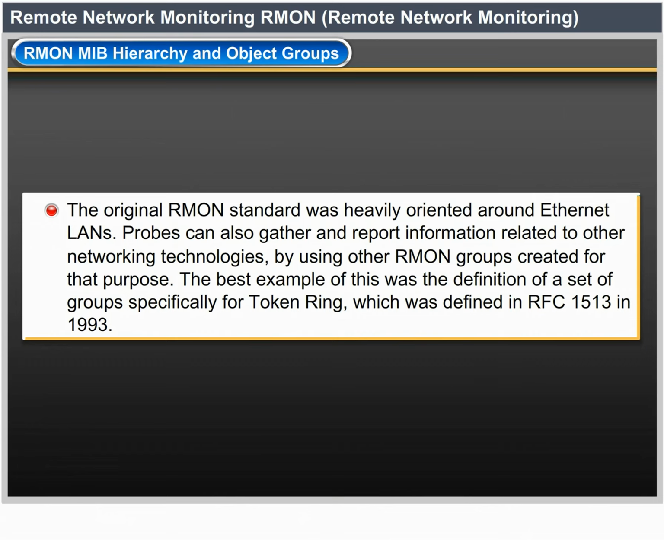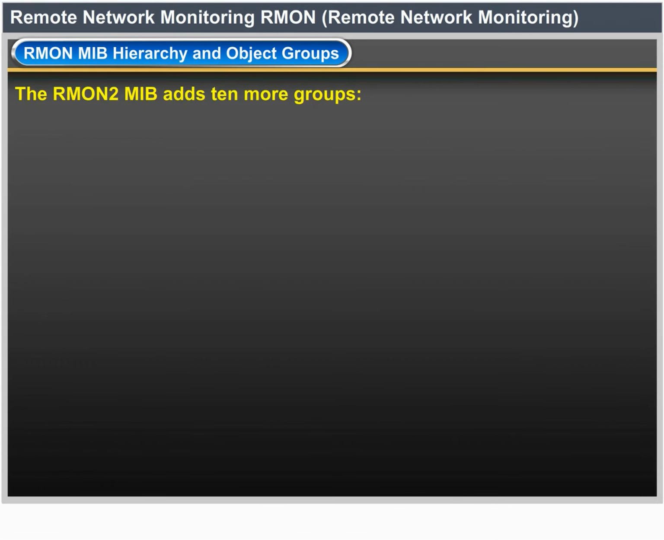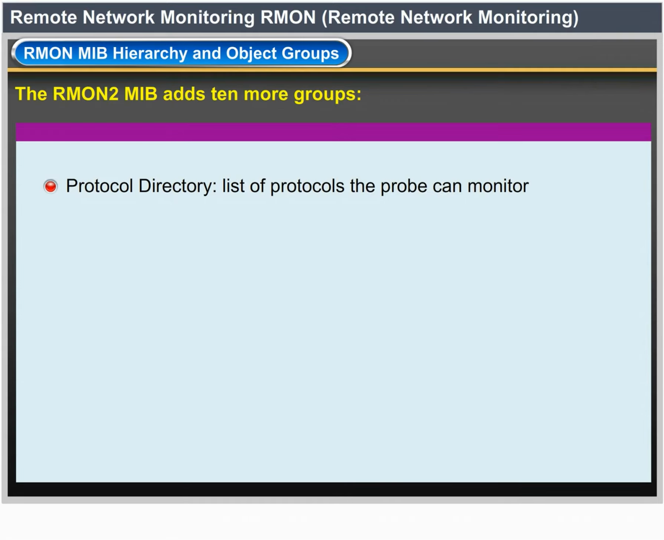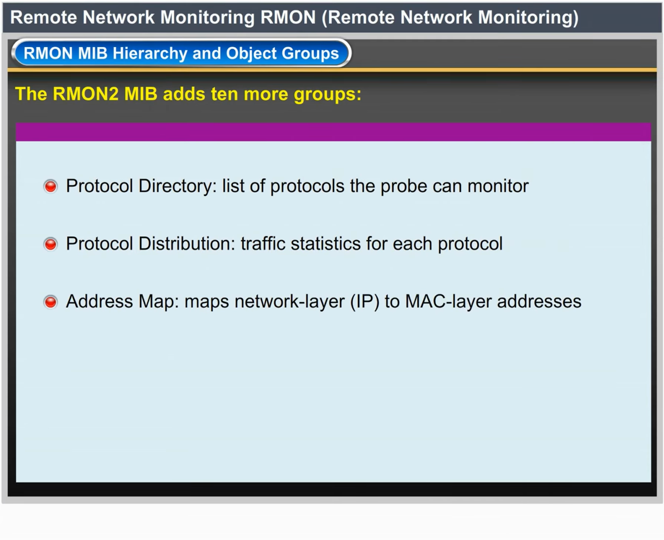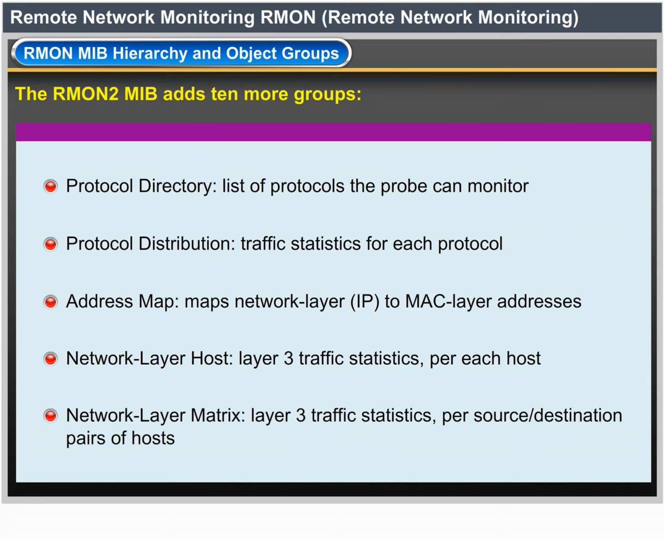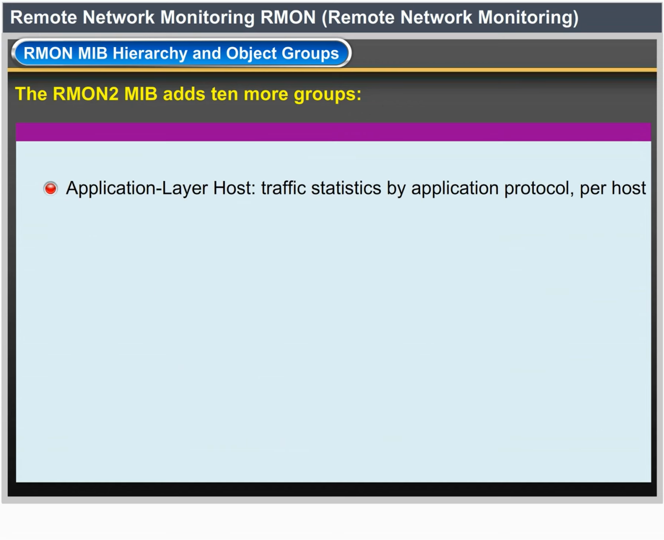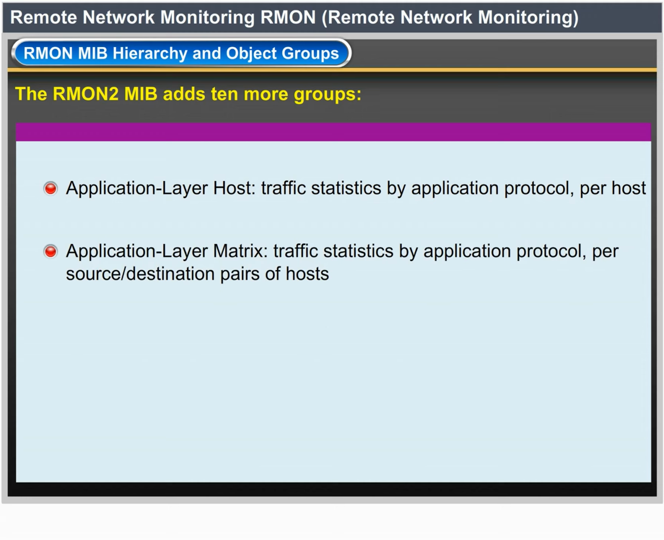The RMON 2 MIB adds 10 more groups. Protocol directory, list of protocols the probe can monitor. Protocol distribution, traffic statistics for each protocol. Address map, maps network layer IP to MAC layer addresses. Network layer host, layer 3 traffic statistics per each host. Network layer matrix, layer 3 traffic statistics per source/destination pairs of hosts. Application layer host, traffic statistics by application protocol per host. Application layer matrix, traffic statistics by application protocol per source/destination pairs of hosts.